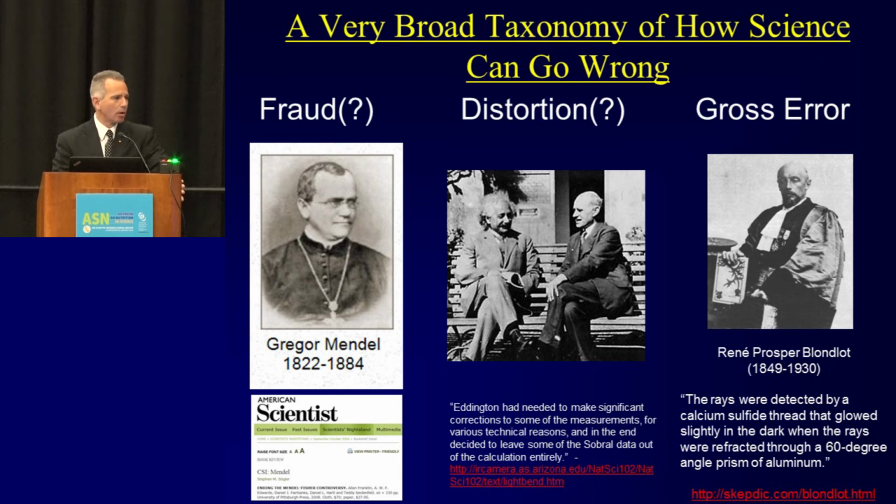So here's my very broad taxonomy of how things can go wrong. There's fraud, there's distortion, and there's gross error. What's important to realize, I think, is that these are not new events. These have been happening since the history of science. We hope that fraud is rare, but it does happen.